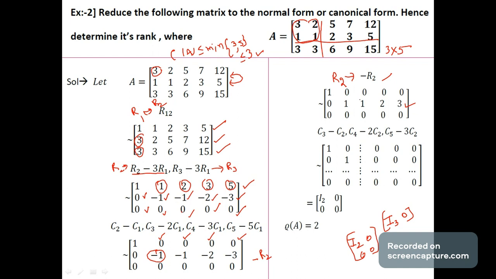Now we make this element 0, and this element 0, and this element 0. These are located in column 3, column 4 and column 5. So column 3, C3 tends to C3 minus C2.